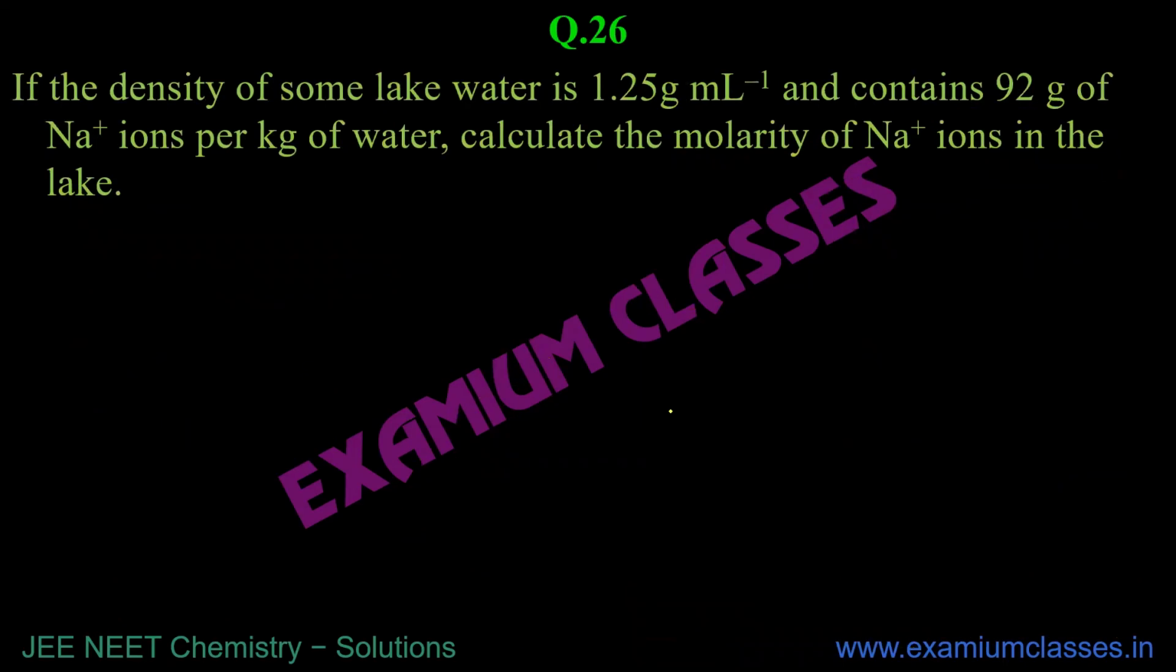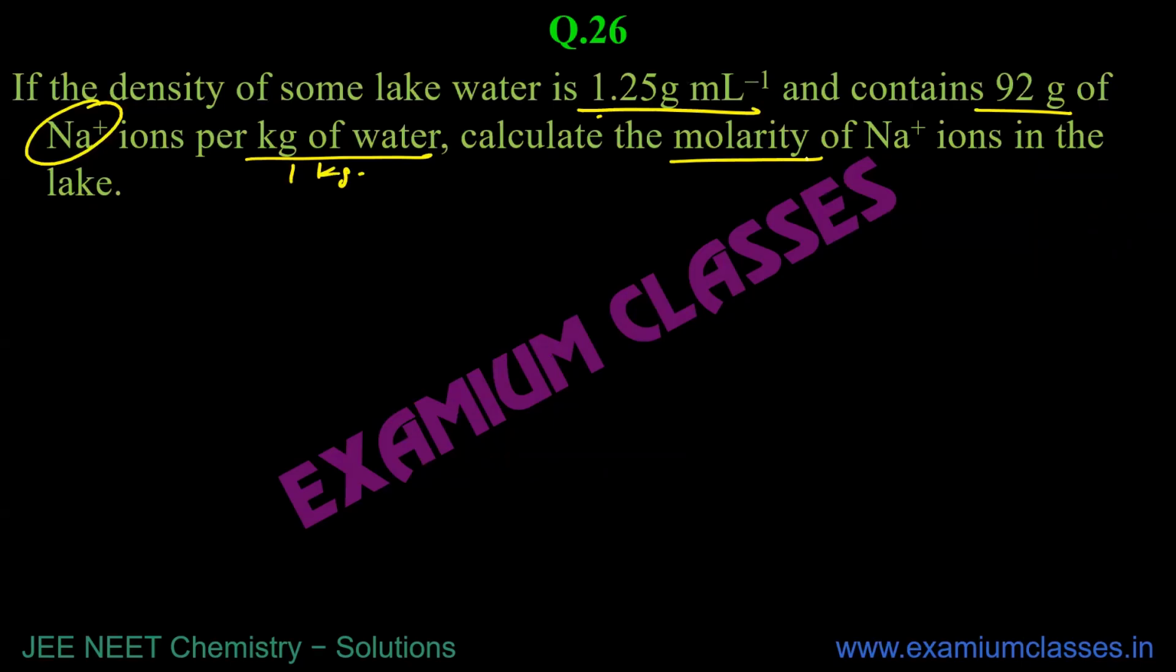This one is a very easy question. If the density of some lake water is this much and it contains 92 gram of sodium ion per kilogram of water, calculate the molarity of these ions. And this one is simple because molarity is simply the number of moles divided by the volume of solution in liters.